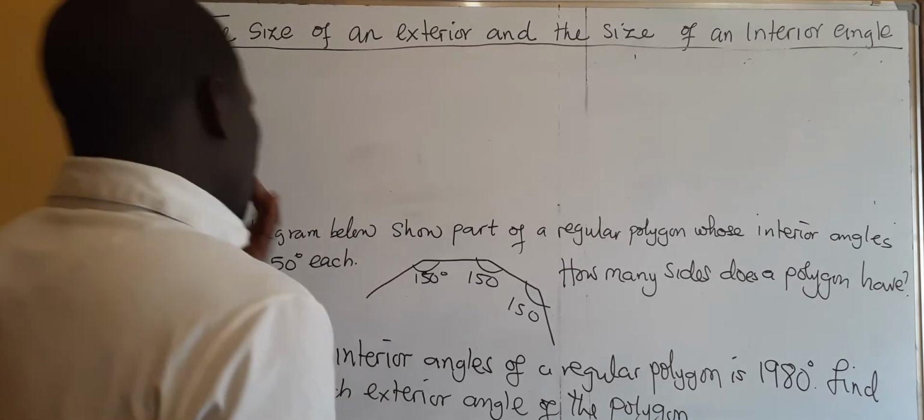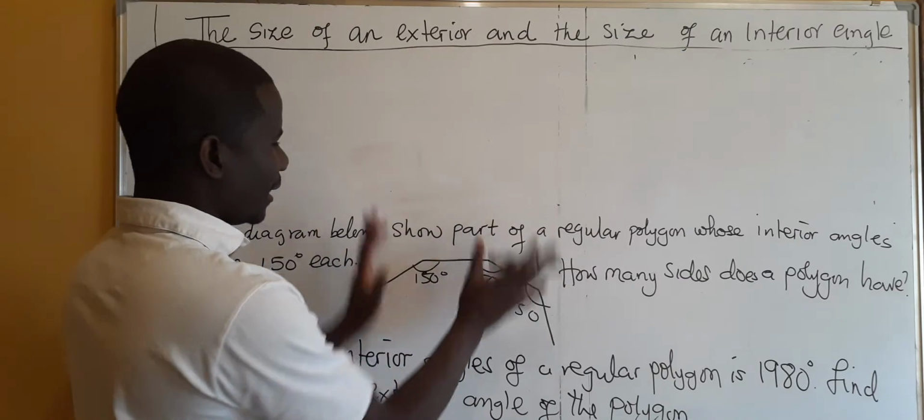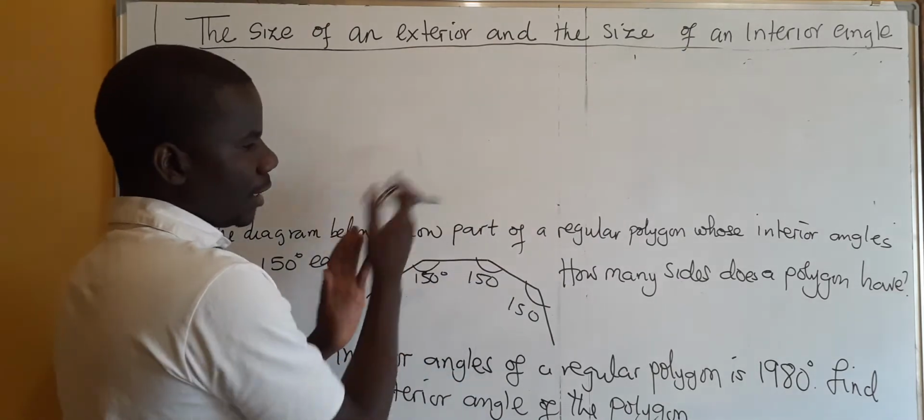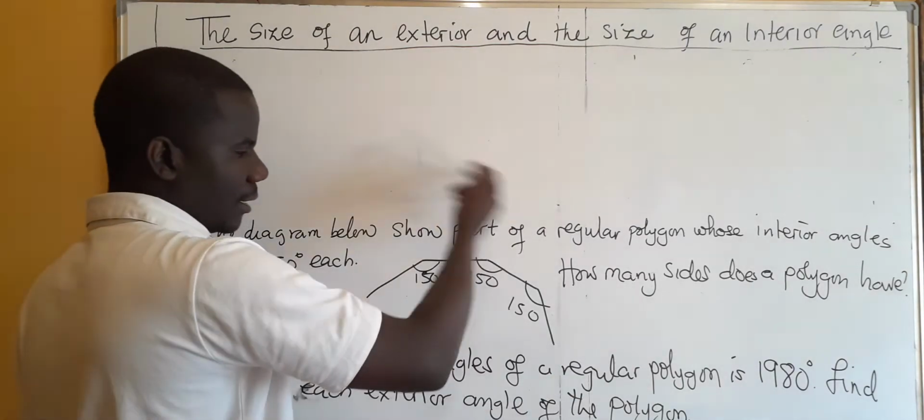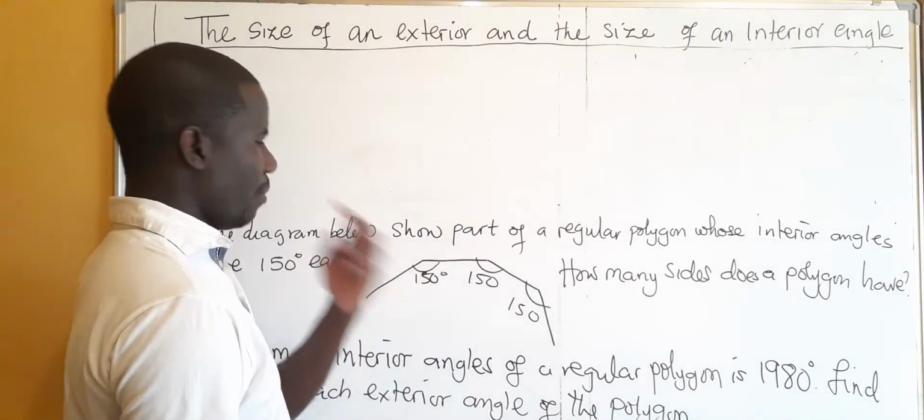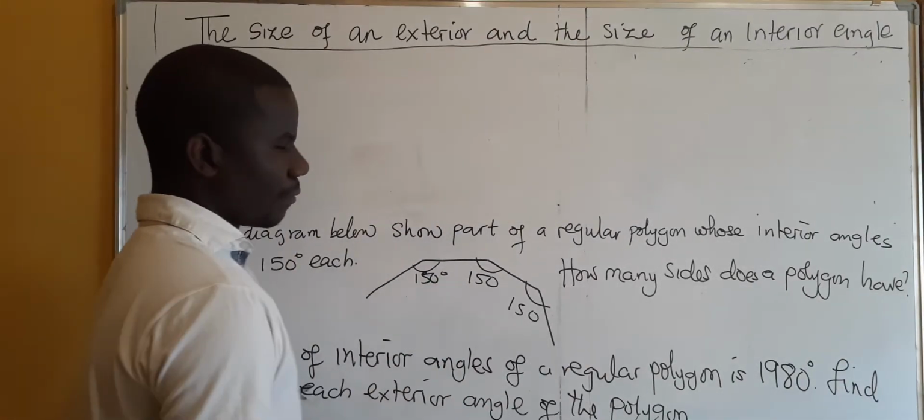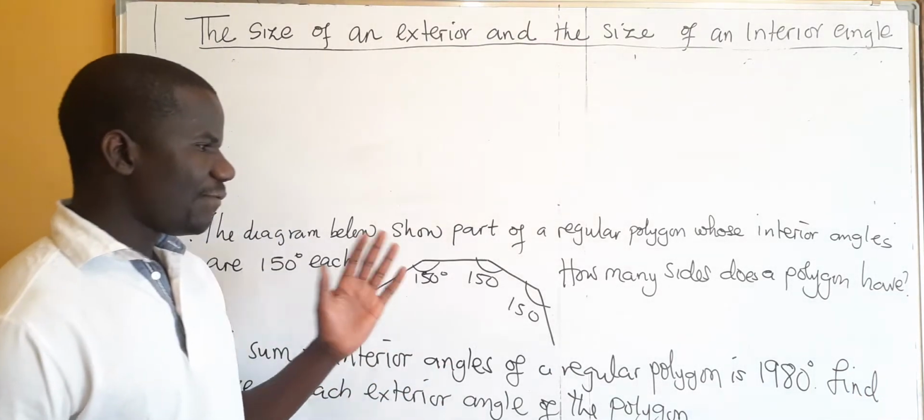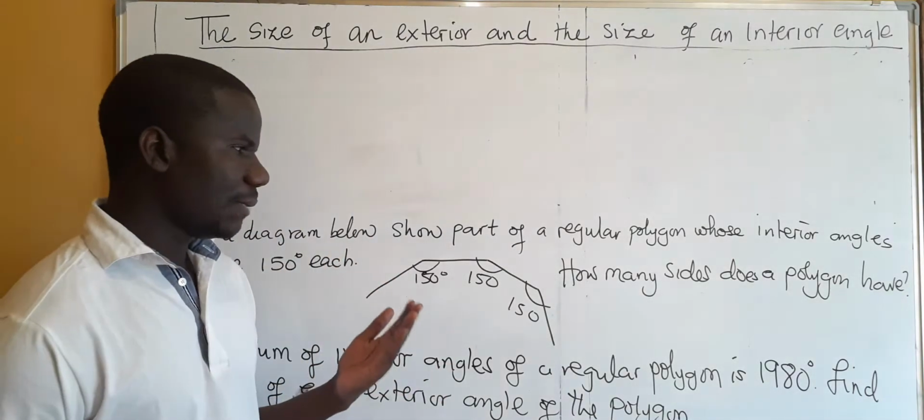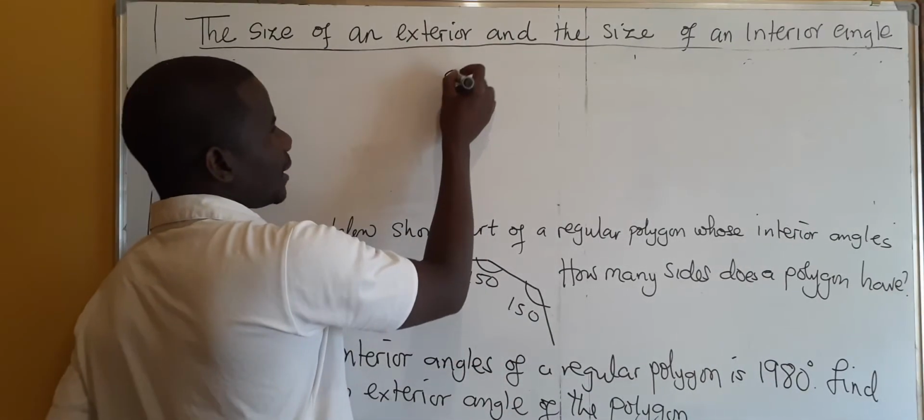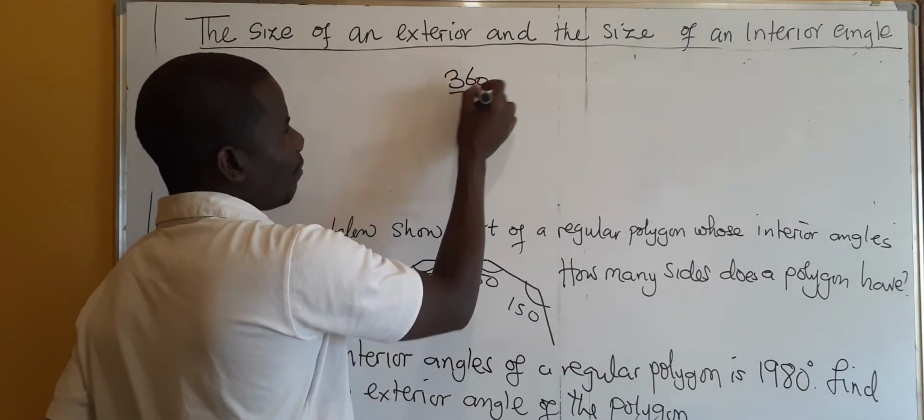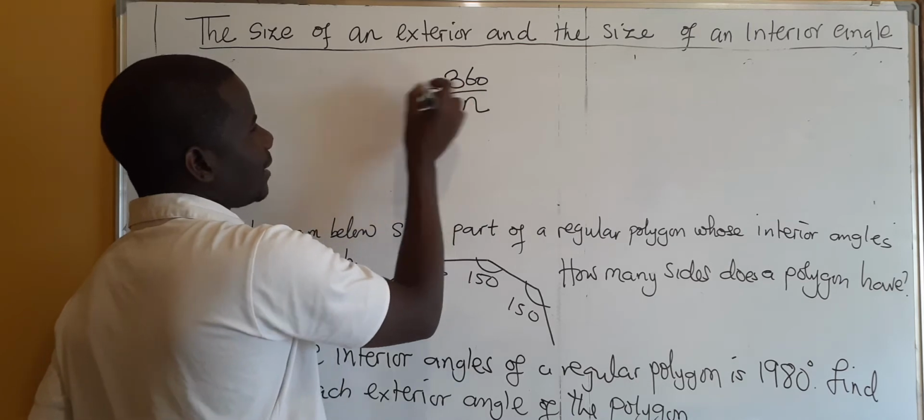So this was a partial part. Part of it has been given. But we know that all these angles are equal and they are 150 each. How many sides? I've told you that if you're coming to find the number of sides, it's very easy. It's very easy to use what? 360 over n.